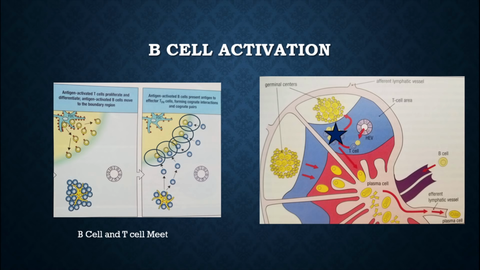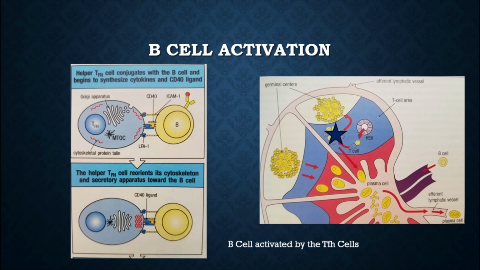Okay? When that cognate pair is found, using MHC class 2, the T cell expresses CD40 ligand, which activates the B cell by interacting with CD40. Make sense? What is the cognate pair?